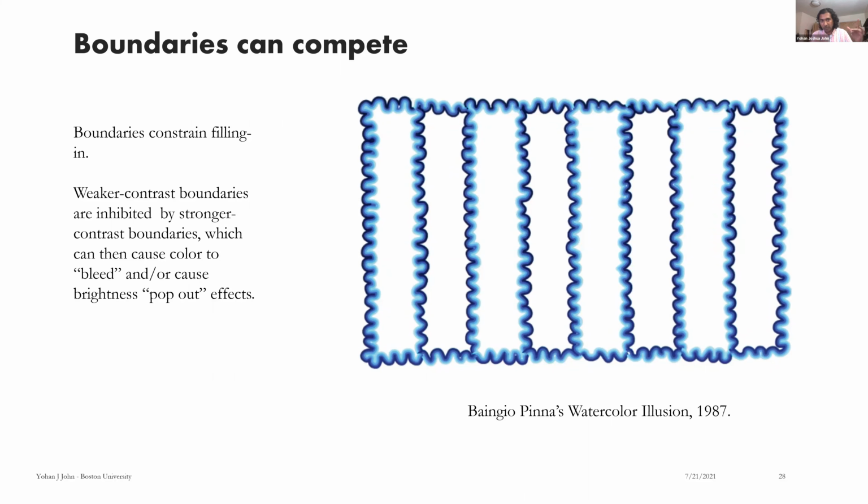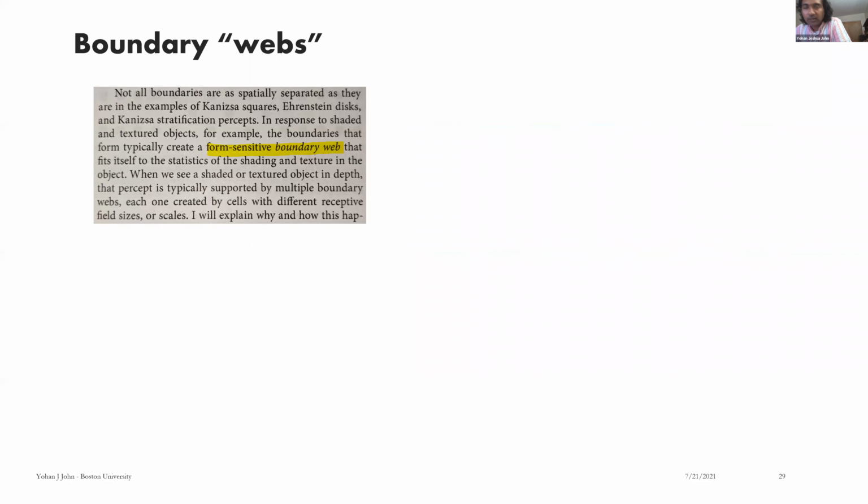So basically, whichever neural representation you come up with, some version of competition may be happening, and that may correspond to certain phenomena and maybe even to certain illusions. And this I thought was interesting, that in more complicated situations, not all boundaries are spatially separated. So in response to more interesting objects, you have a form-sensitive boundary web that fits itself to the statistics of the shading and texture. So now we get to, okay, here's where Bayesian, whatever learning you want to call it, starts to have to come in.